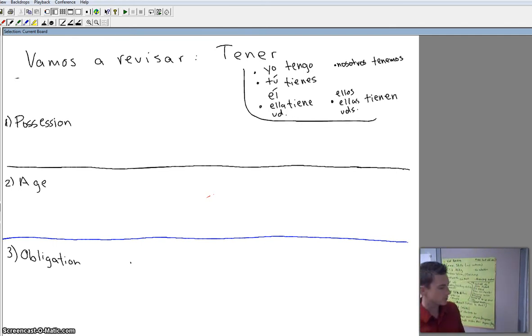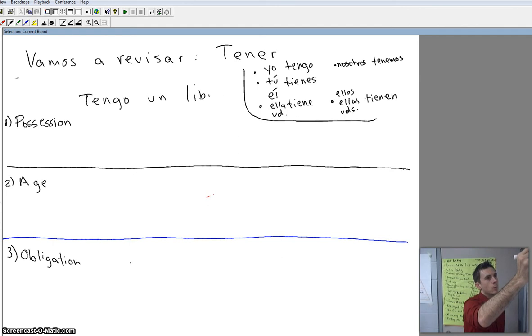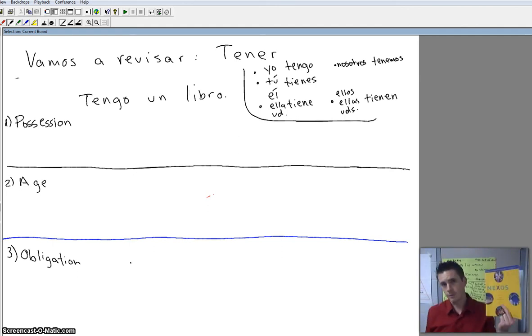So let's talk about the first use. Possession. Literally, like the things you have in your possession, the things that you hold in your hand, the things that you own. Alright? So, let me grab something really quickly. Here we go. This is what your textbook looks like. Alright? Tengo un libro. I have a book.